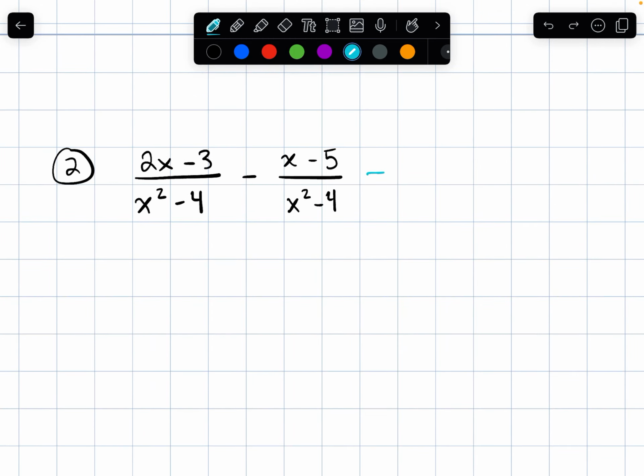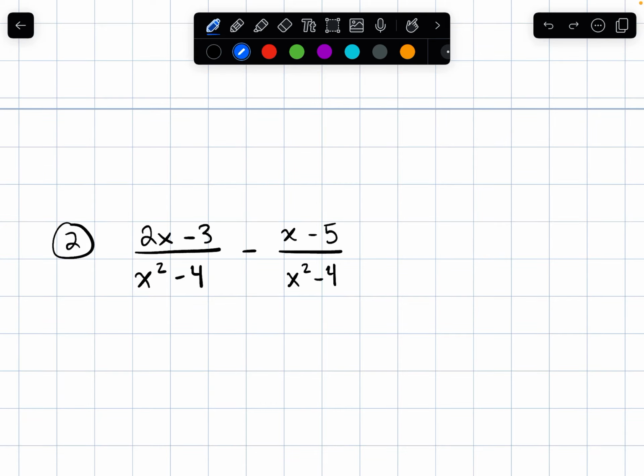Question number 2, we're going to try something similar. Again, we see that we have the same denominators here, so that means I can go ahead and subtract. Now, when I subtract, you have to be careful because you are subtracting all of that numerator, all right? So in other words, this negative applies to the x and the negative applies to the -5. All right, so you got to be very aware of that.